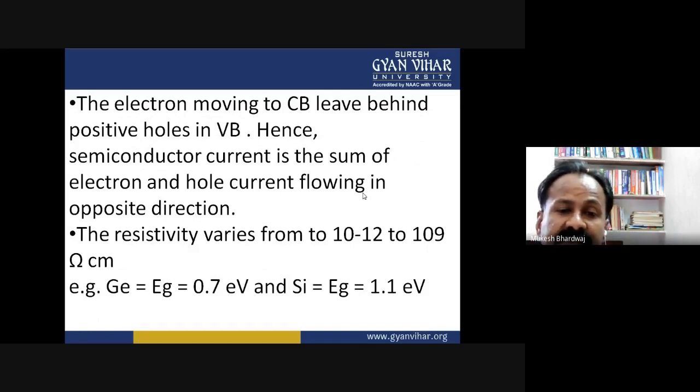The resistivity varies from 10 to the power minus 12 to 10 to the power 9 ohm centimeter. Example: germanium, having an energy gap of 0.7 electron volt, and silicon, for which it is 1.1 electron volt.